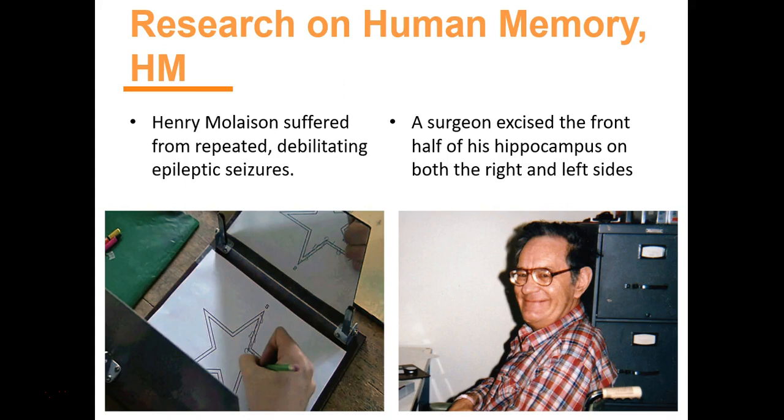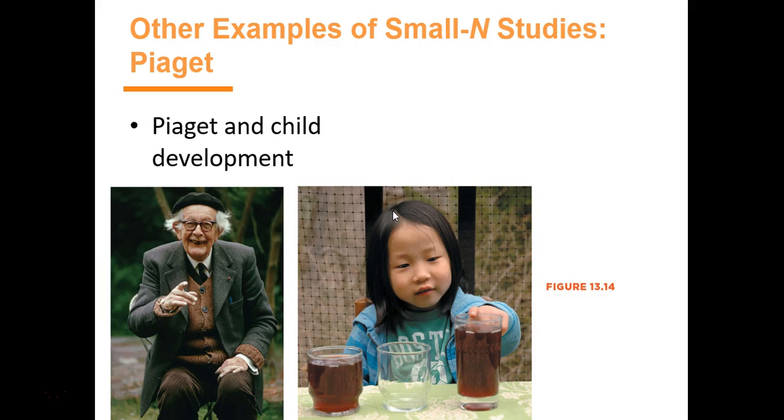There were many studies done on him, and he's probably written about in almost every psychology textbook, just a single person, a case study. Also, that's how Piaget did a lot of his work on child development, by studying individual children and looking at their results. He didn't do a lot of group studies, it was more individual observations.